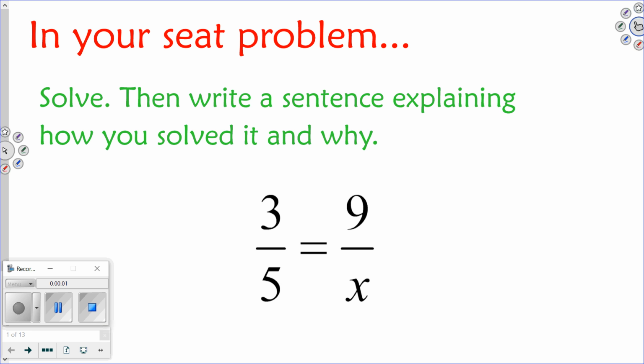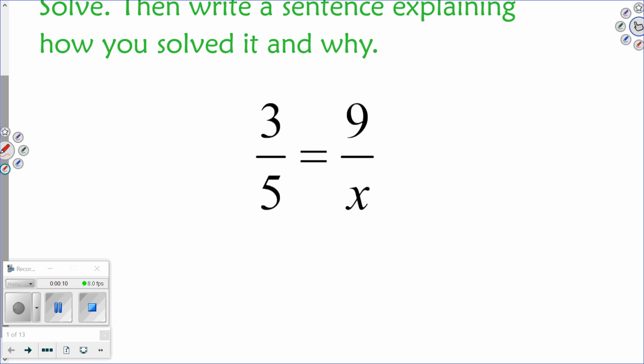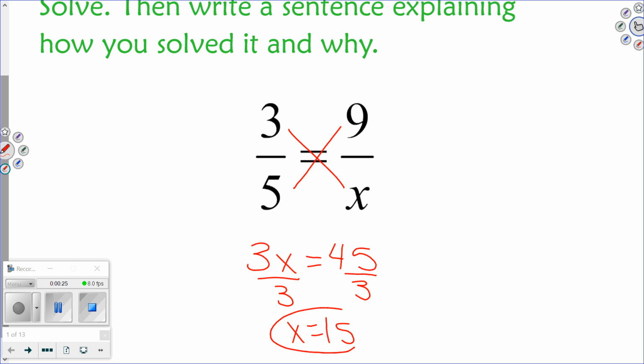All right, very first problem. How do we attack that? Cross multiply. Yeah, that's a cross multiply. So 3 times x is 3x equals, cross the other way, 9 times 5 is 45. And then to solve that, we just divide by 3. So x equals 15. That should have been something you would have learned a very long time ago.